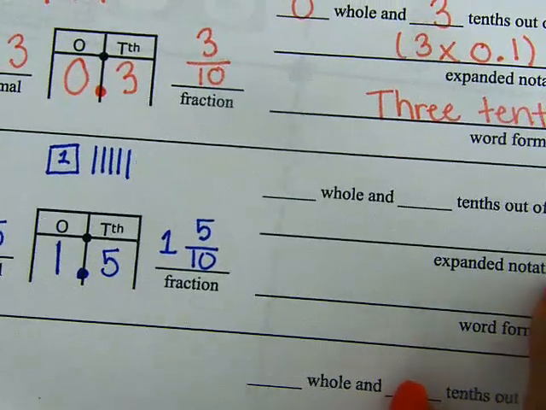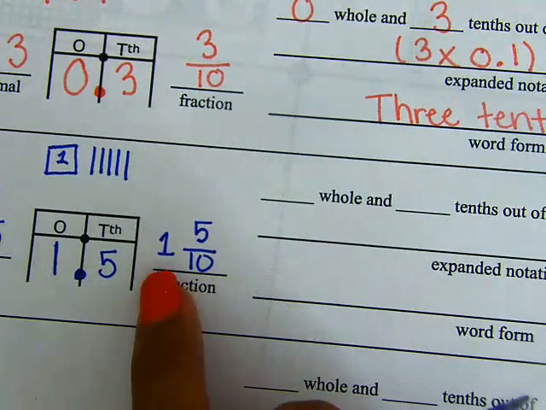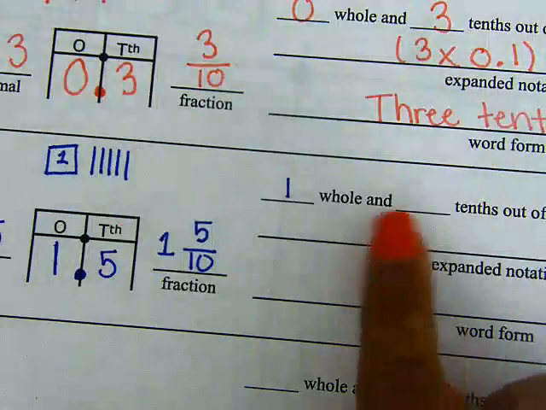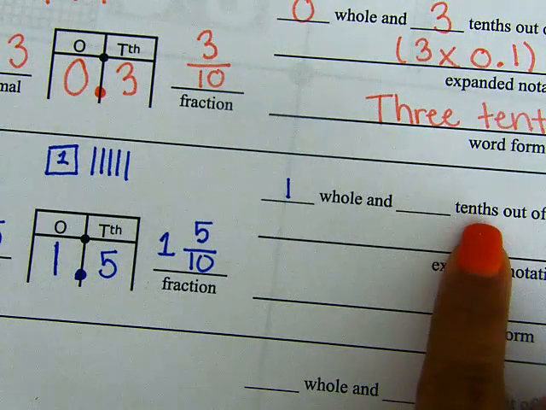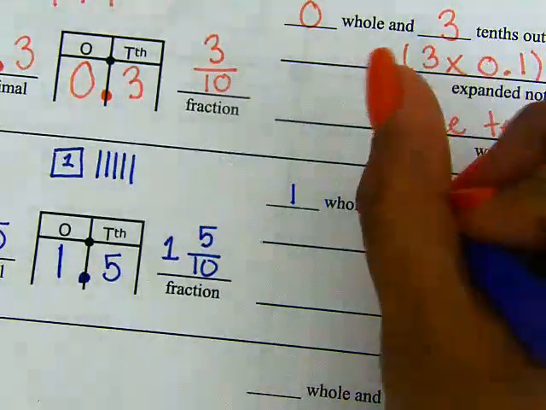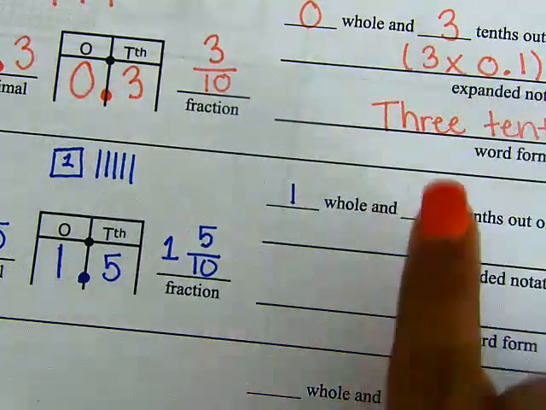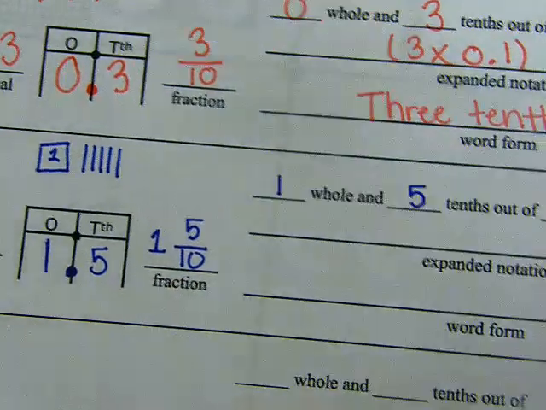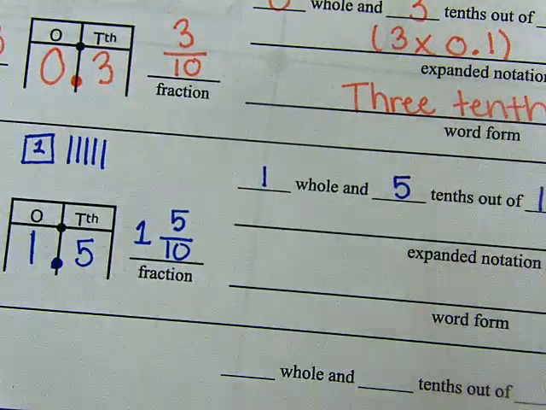So here I'll put that again. How many whole numbers did I have? I had 1 and that number was 1. And blank tenths. How many tenths did I have? I have 5 tenths. I have 5 tenths shaded out of my 10 equal parts.